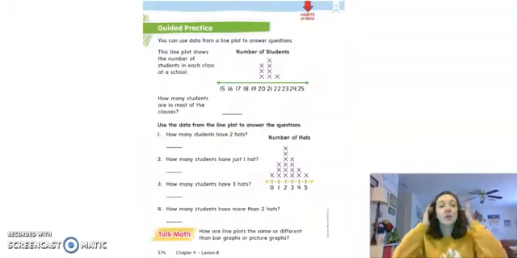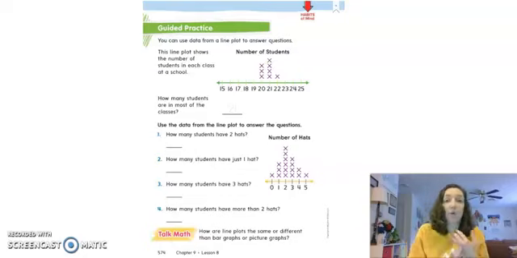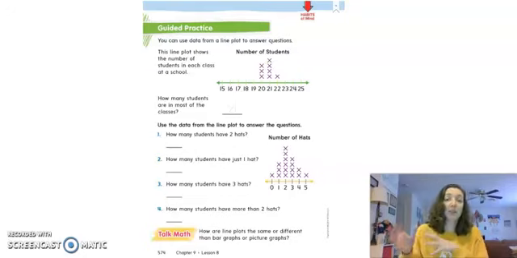Okay, so you can use data from a line plot to answer questions, right? Just like we do with all our other graphs, we can look at it and answer questions about it, whether it's which one has the most, which one has the least, what the different categories are, etc. So it's the same thing with line plots. It's just another way to organize information and be able to use that information because that's why we organize it.